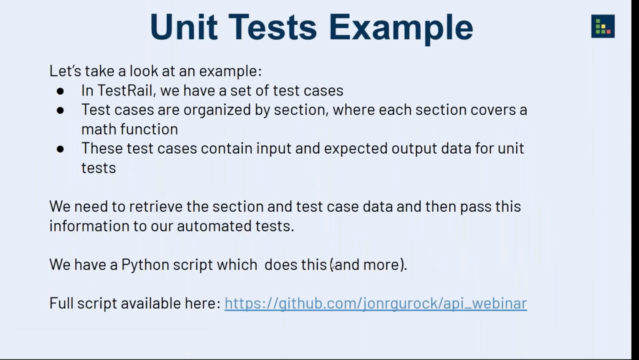So in TestRail, we have a set of test cases. These test cases are organized by section, where each section covers a specific math function for this example. These test cases contain input data and expected output for these unit tests. So to retrieve this testing data from TestRail, we need to retrieve both the section information and the test case data, so we can then pass it to our automated tests.